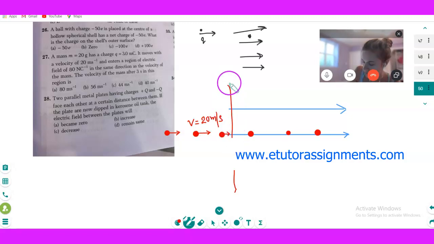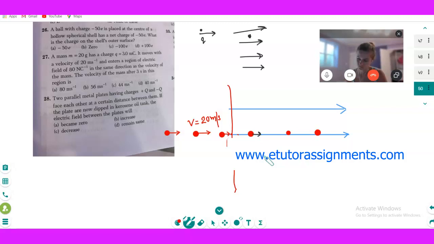At, let us say, this line. Is it clear? At P. Correct? Now what happens here once it has entered? The force is acting. Which direction on this charge? The same direction. So it's going to get an acceleration. Yes, it's going to get an acceleration.